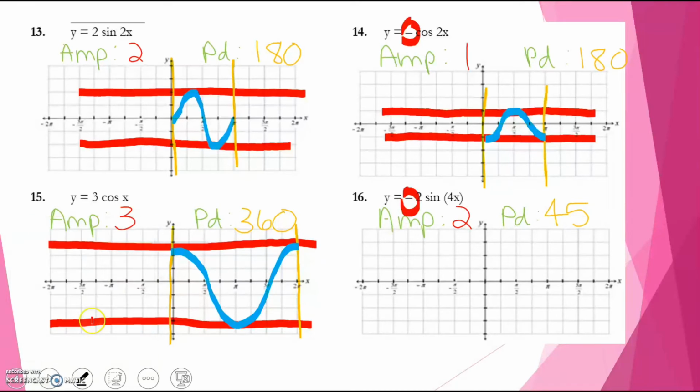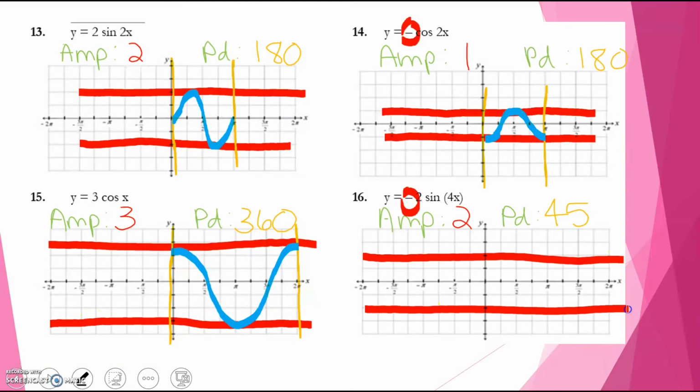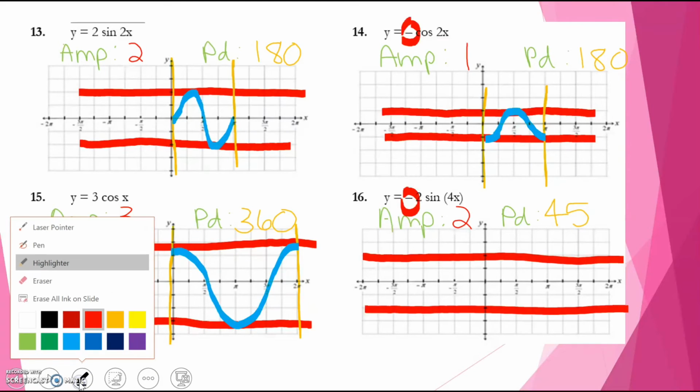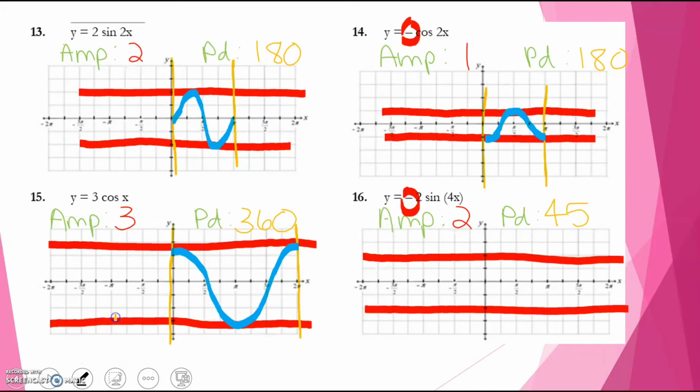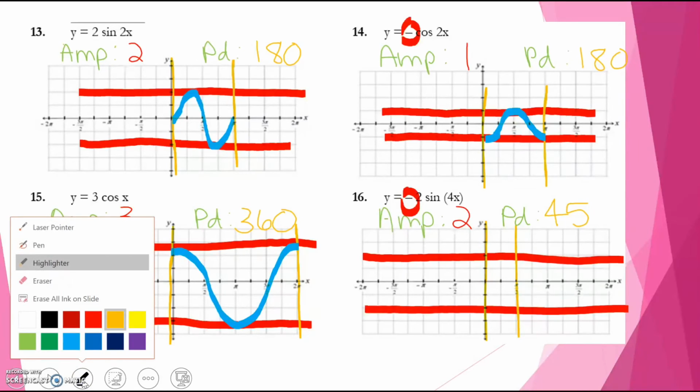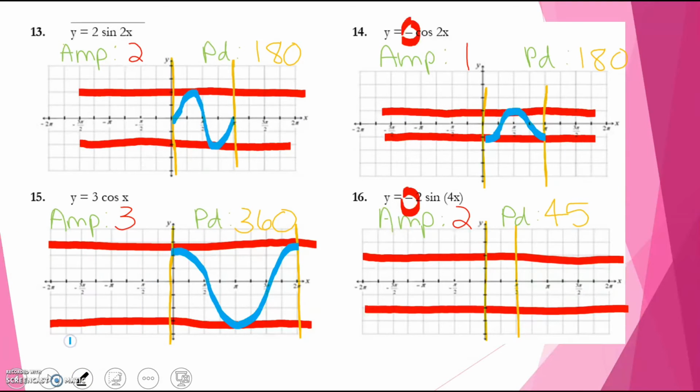Last one, the amplitude is 2, so 2 high, 2 low. Period is 45, so it's a smaller period. 45 is the same thing as pi over 2, so it can end right there. So I need to squeeze this in there. It is flipped because of that negative sign. So sine, remember, always starts in the middle, and then it has a mountain first, like in number 13. So this means since it's flipped, it's going to have the valley first, cross through the middle, and then have the mountain next.